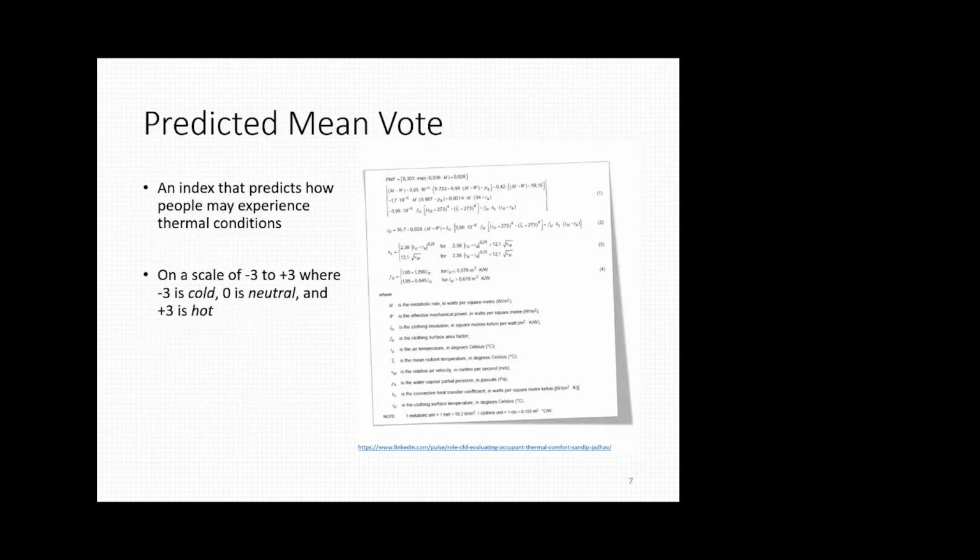One thing that designers use is something called the predicted mean vote. All of these environmental factors come into play when you're looking at the predicted mean vote. This is an index that correlates with what people are going to be experiencing, whether it's cold or comfortable or hot. You can see this formula here shows what they use to figure that out. This is not some fundamental law of physics. It's very subjective. It's going to depend on the occupants.